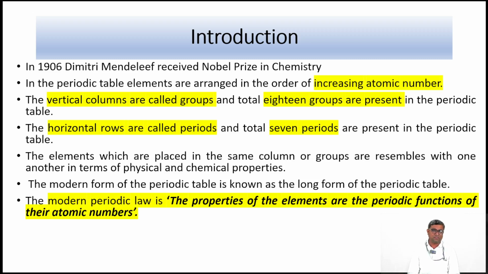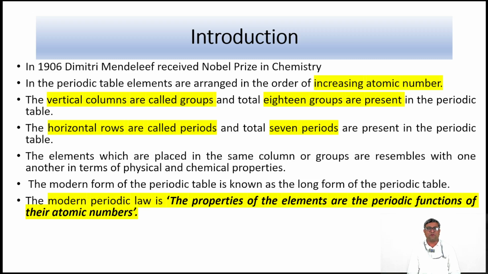The periodic table contains some vertical columns. They are called groups, and there are a total of 18 groups in the periodic table. Like groups, there are some horizontal rows. They are called periods. There are 7 periods in the periodic table. Now, the modern periodic law is that the properties of elements are the periodic functions of their atomic numbers.